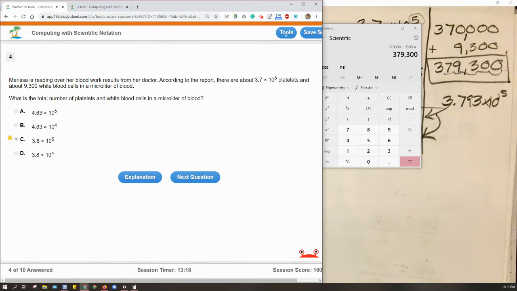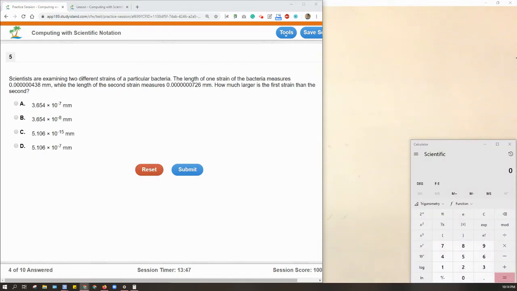Okay, let's do another one. Number 5, scientists are examining 2 different strains of a particular bacteria. The length of one strain of the bacteria measures 0.000000438 millimeters. So notice how many zeros there are. If you count them up, 1, 2, 3, 4, 5, 6 zeros, and then 438 millimeters. That's a very small number.